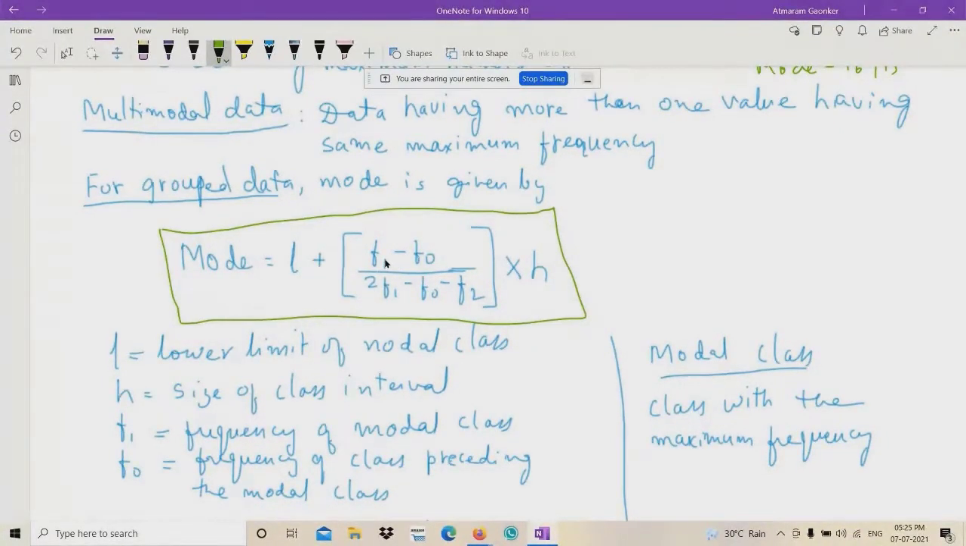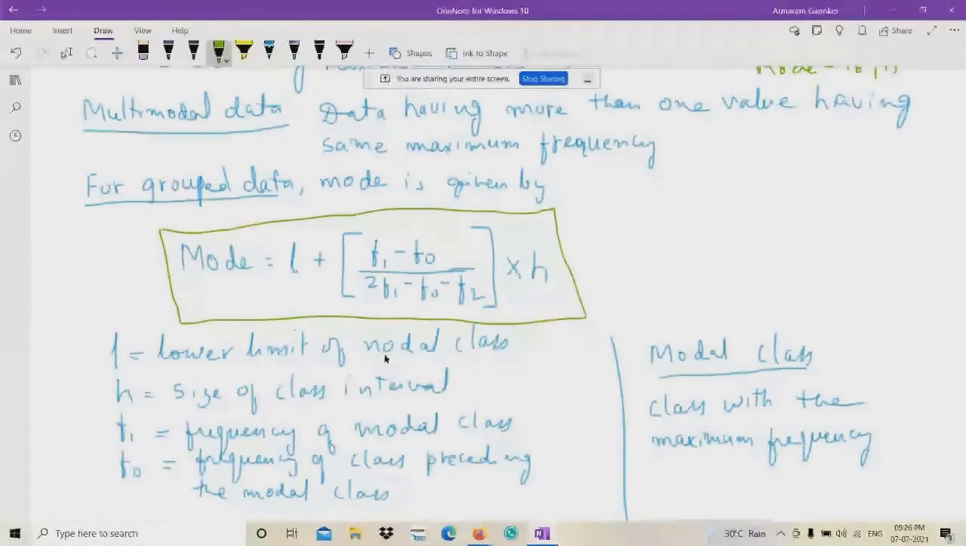So remember, it is not just F1 minus F0 here; here you have to multiply F1 by 2. Again minus F2, multiplied by H, that is the height of the class, called the class size. So we will see what all these things are.